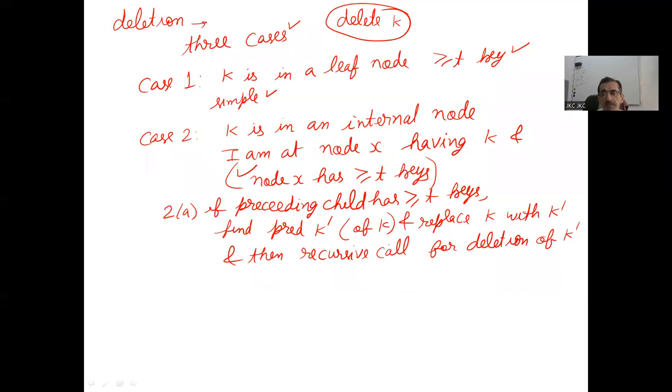But that means I said if a preceding child has greater than or equal to T keys. Why did I say that? If the preceding child had T minus 1 keys, then that problem is to be solved first, and only then can I proceed further. That solution will require extra logic, so I don't go that way. I will go and look into the preceding child.